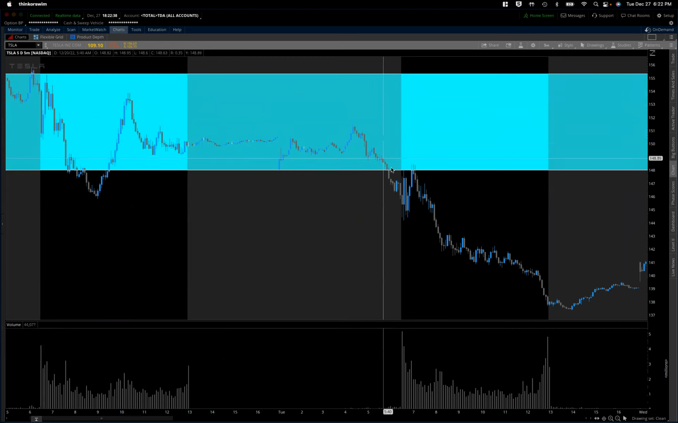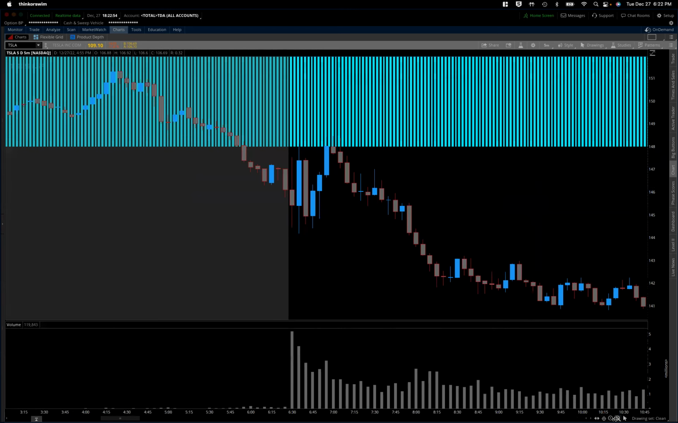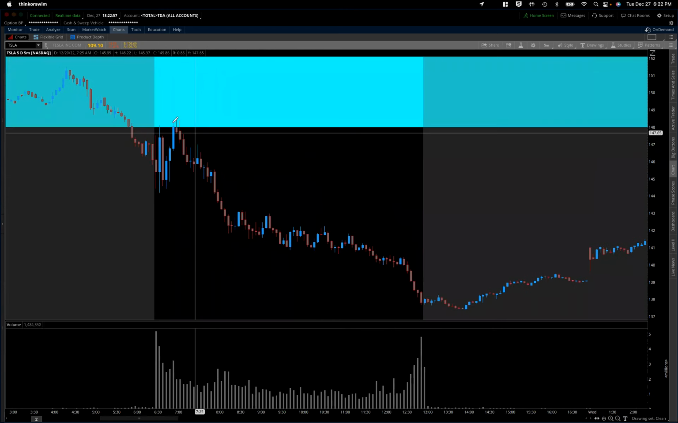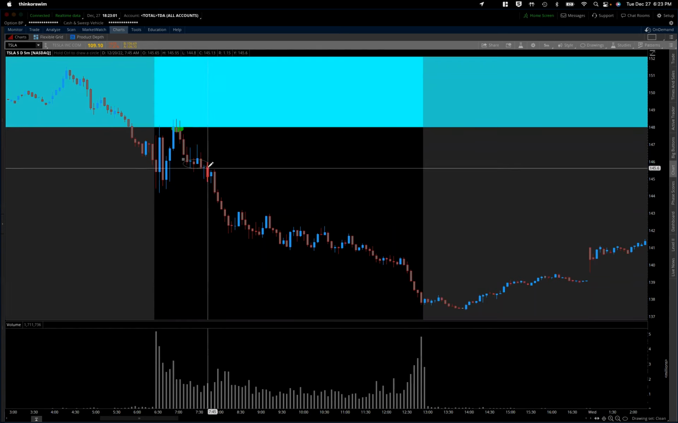So this is that 150 zone. The day after we first tested it, we opened the next day, we opened below it, and retested that zone a little bit. Now that I think about it, I actually did go short this day, which is really funny. This was actually the last time I traded Tesla.